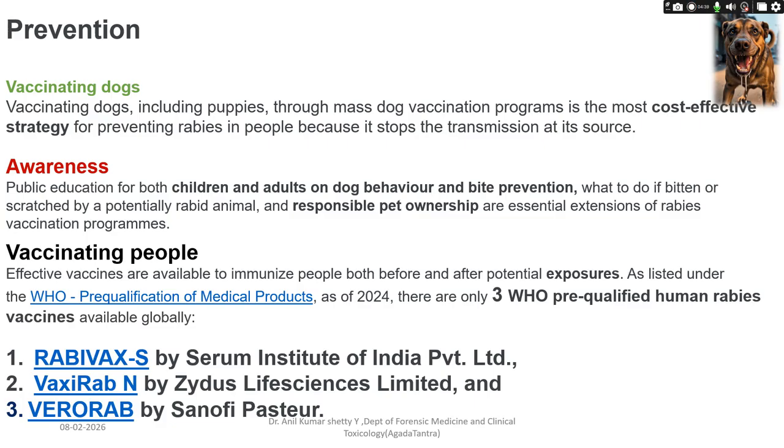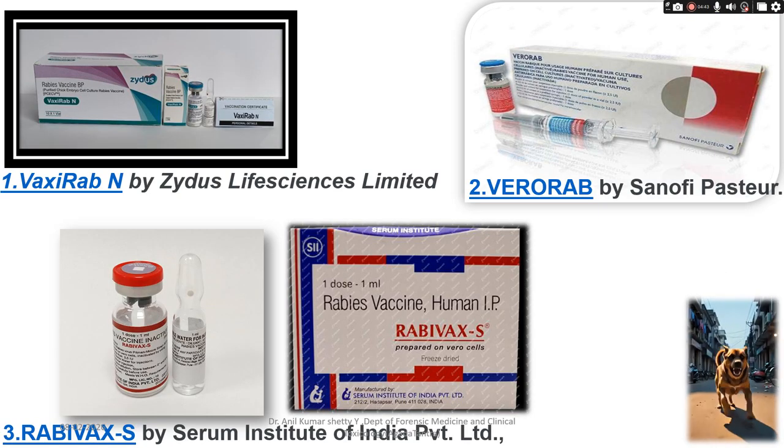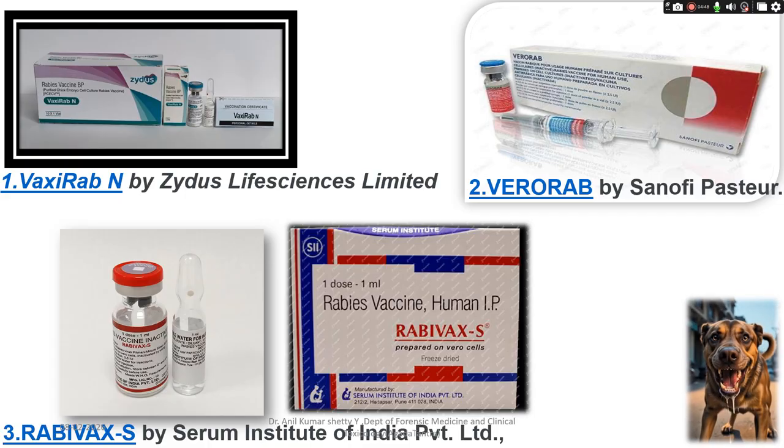In the next slide, you are going to see the images of these vaccines. First one is Vaxirab N by Zydus Life Science Limited. You can see the image. Virorab by Sanofi Pasteur. Third one is Rabivax S by Serum Institute of India.